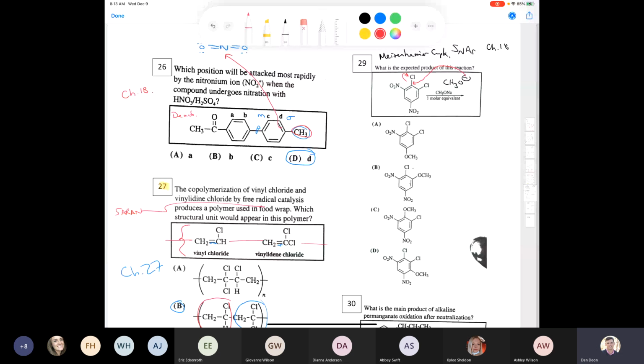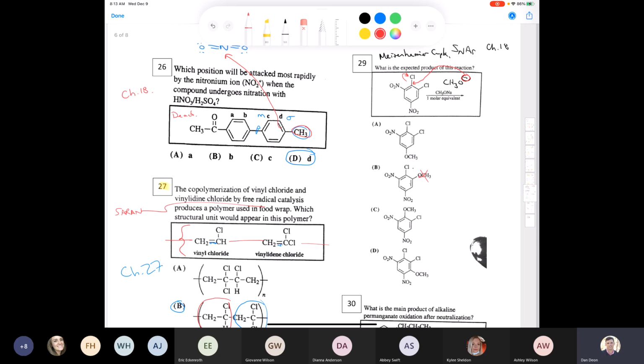Now that's an abridged version of the mechanism, right? Technically, you should draw the Meisenheimer complex, but when you do that, you should be able to show that the negative charge from the methoxide is going to be delocalized down on the nitro here and on this one as well. And so if you look at this one here, the methoxy's in the wrong place.